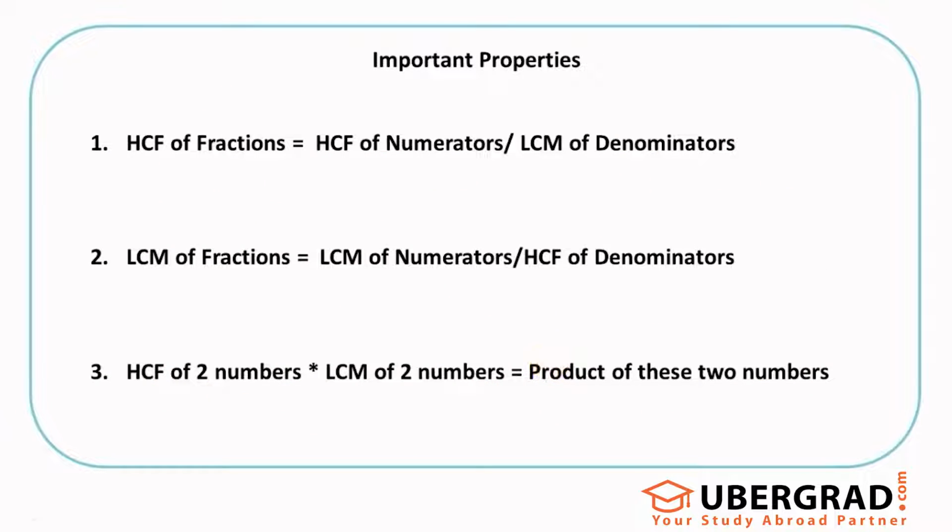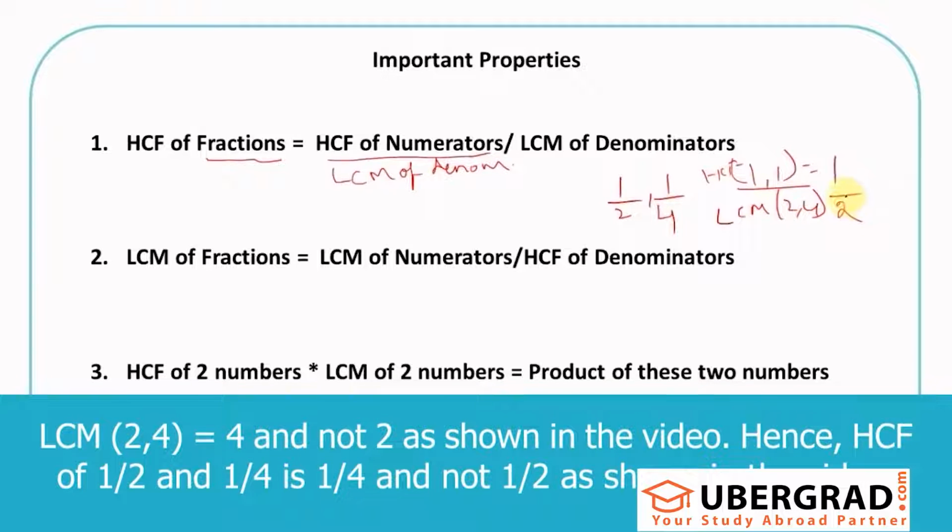A couple of other properties will help us solve a few problems. If you are trying to find the HCF of fractions, it is the HCF of the numerators by the LCM of the denominators. Let's say I'm trying to find the HCF of 1 by 2 and 1 by 4. The HCF of the numerators 1 comma 1 is 1 itself, and the LCM of 2 comma 4 is 4, which gives the HCF.